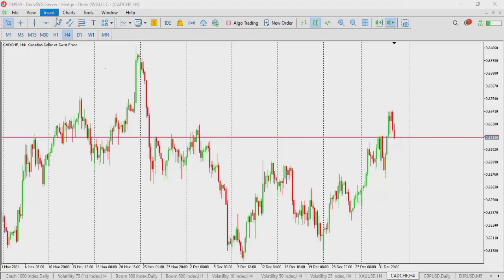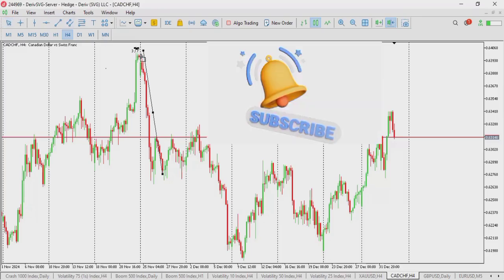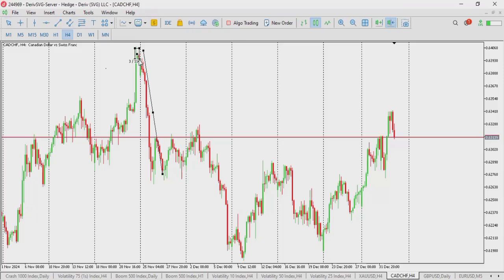Have a look at this particular move down here. The last green candle and the wick that is responsible for this turning point is what we call the order block. So that is our bearish order block.